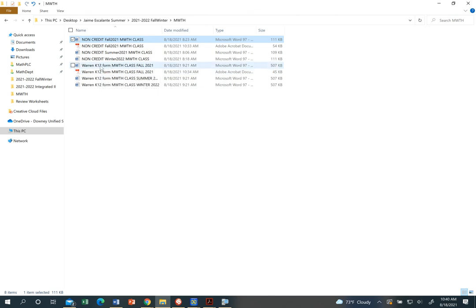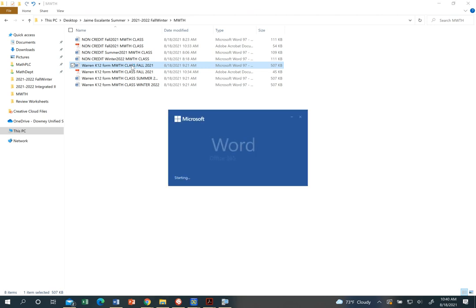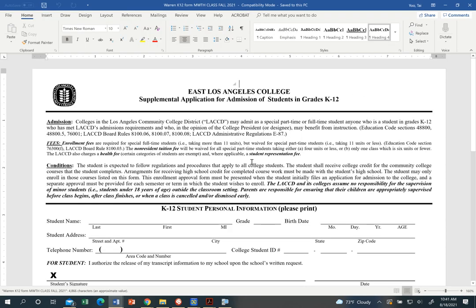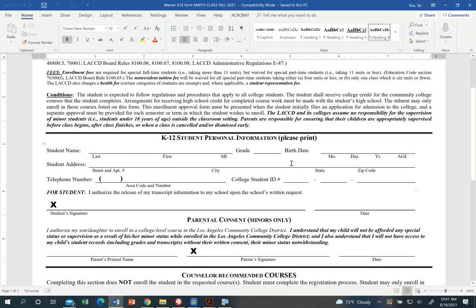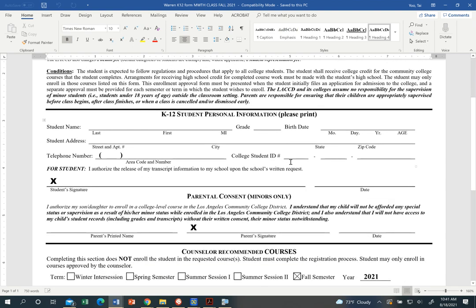All right, the next one should be this one. It says Warren K-12, Monday, Wednesday class fall. Your Word document kind of looks like this. And you have 3 of these things. And if you have a better computer at home, of your own or maybe your family's, maybe you can use your own laptop and start opening this up if you have a Word document program.